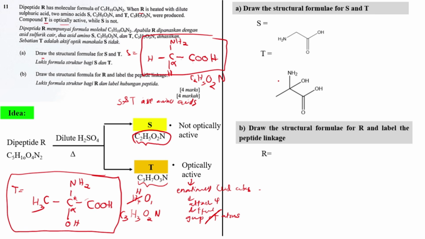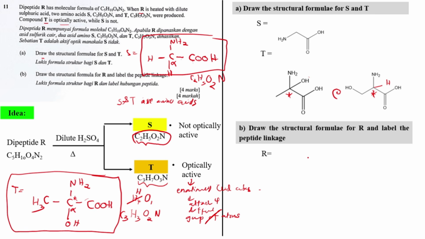Meanwhile, for T, this is going to be my structure here, or I can also draw it to be something like this. The OH here can also be attached at the end, and this here is still a chiral carbon because the carbon will still be attached to 1, 2, 3, and 4 different groups. So it doesn't matter. Now I need to draw the structural formula for R and label the peptide linkage.